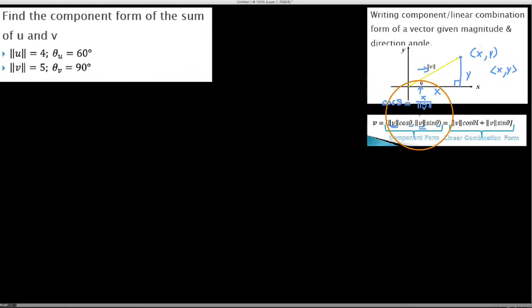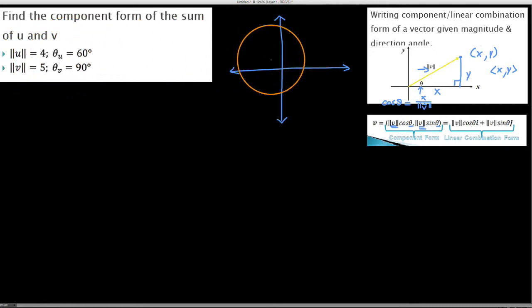So what we're going to do here is find the sum of these two vectors, and we're going to try to visualize this first, but we're going to have to find their component forms before we do anything else. So I want to sketch this in and ask what this would look like in two dimensions if we were adding these vectors. We have some vector that's 4 units in length going in a 60-degree direction. I'm going to loosely sketch this in here: here's my 60-degree direction, and that's 4 units.